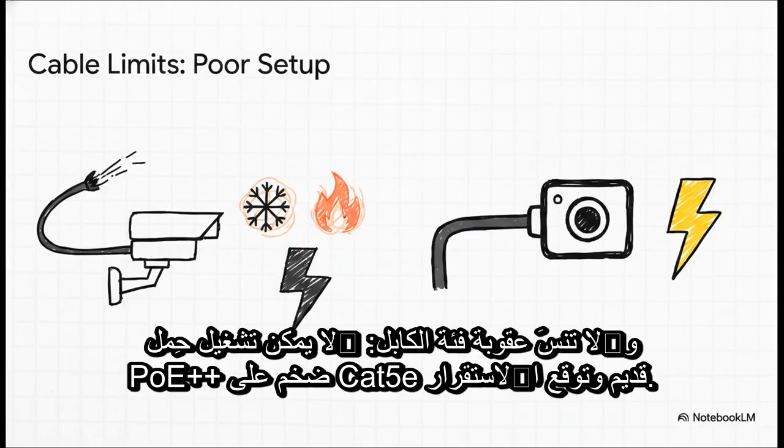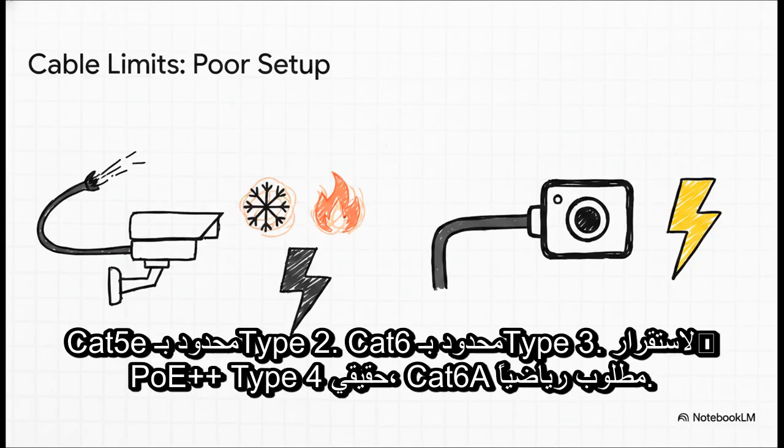And beyond just length, we've got the cable category penalty. Look, you cannot run a massive PoE++ load on an old Cat 5e cable and expect it to be stable. Cat 5e is hard capped at Type 2 maximum. Cat 6 is limited to Type 3 loads. For true PoE++ Type 4 stability, Cat 6a is mathematically required, period.